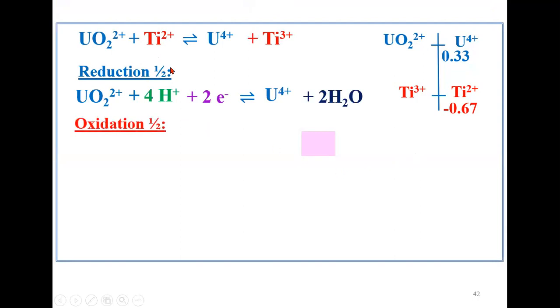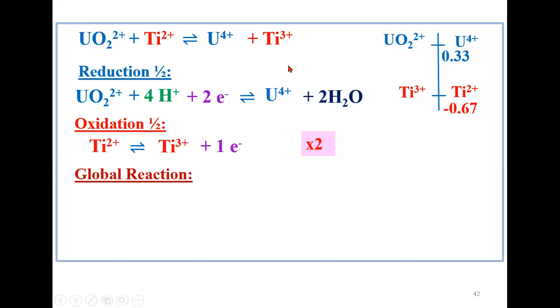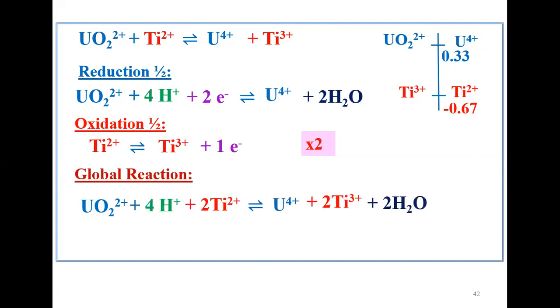We're going to take the UO2 with the uranium 4+, balance that half reaction, go ahead and do that. Take the titanium half, balance it. You notice that this needs to be multiplied by 2 in order to get a global reaction. Get your global reaction and you are done. Once we have the global reaction, we see the answer to the first question, which is what is the global reaction? And your answer is A.